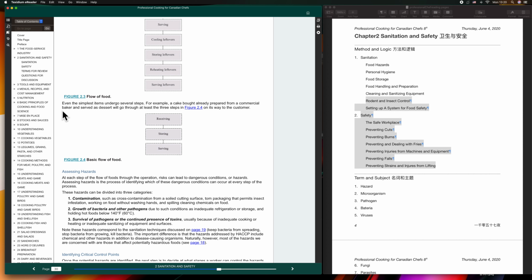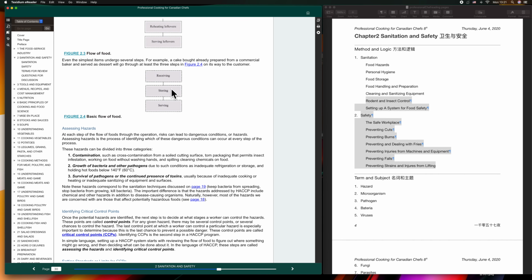然后看一下下一个，Even the simplest items undergo several steps. For example, a cake bought already prepared from a commercial baker and served as a dessert will go through at least the 3 steps in next figure on its way to the customer. Receiving, storing, serving.